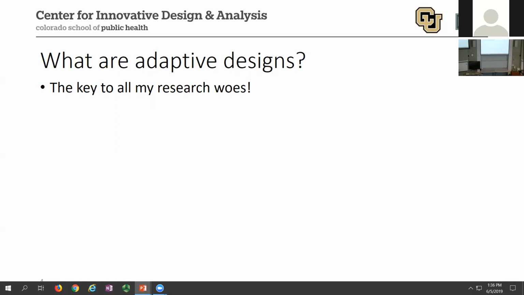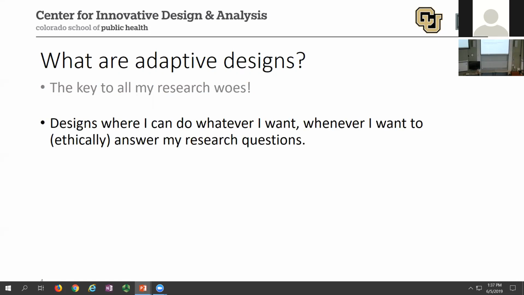So maybe they have some potential to cure some of our research woes, but there might be some more nuance. So what's another way people might think about adaptive designs, or at least that I've encountered in my experience? Well, maybe they're designs where I can do whatever I want, whenever I want, to ethically answer my research question. I mean, they're adaptive after all. What am I adapting if not whatever I darned well please throughout the trial? Again, we'll see how this is not quite at least meshing up with the FDA definition of an adaptive trial design, but we can note that there is some potential for flexibility, just maybe not unlimited adaptability.